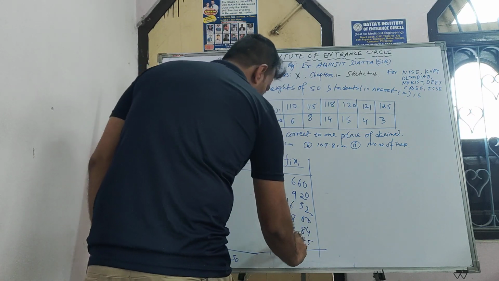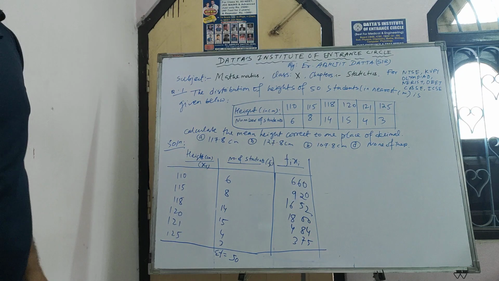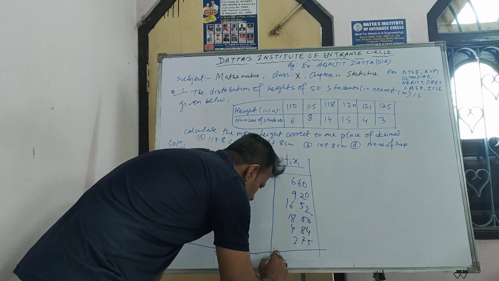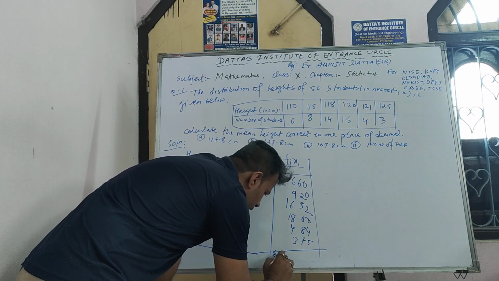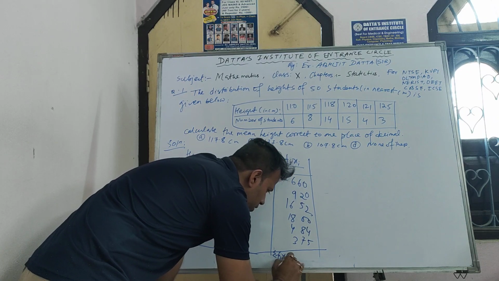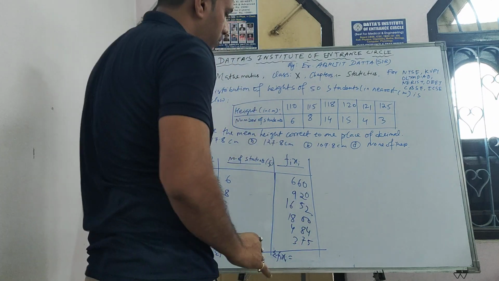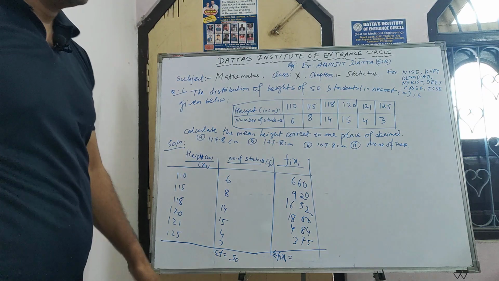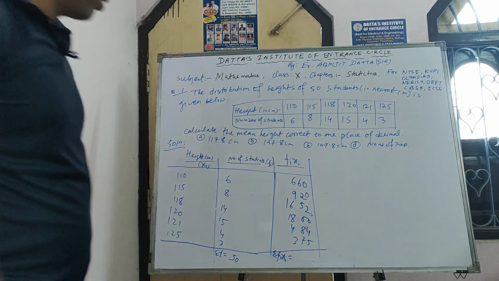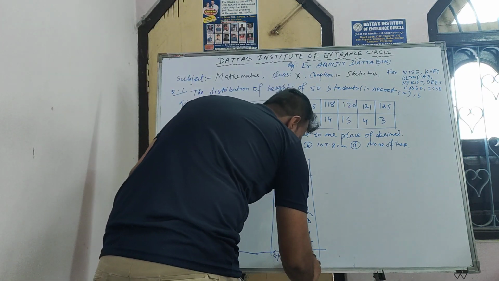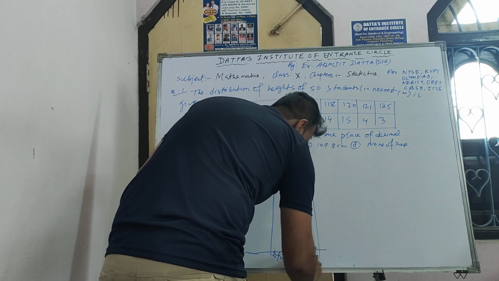And if I multiply 125 into 3, it will be 375. Now we have to find out summation of fx. If I add all of this, the answer will become 5891.